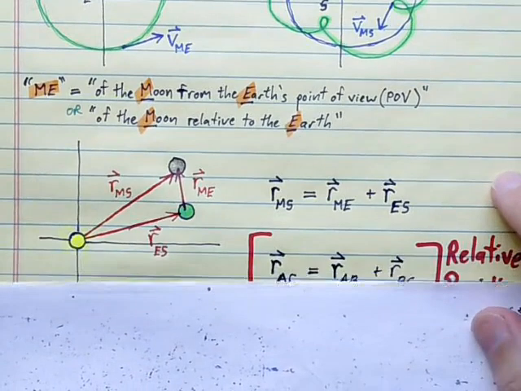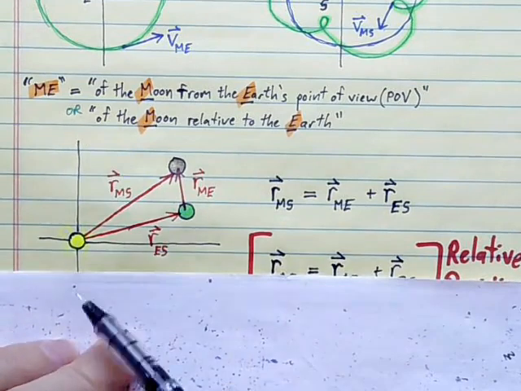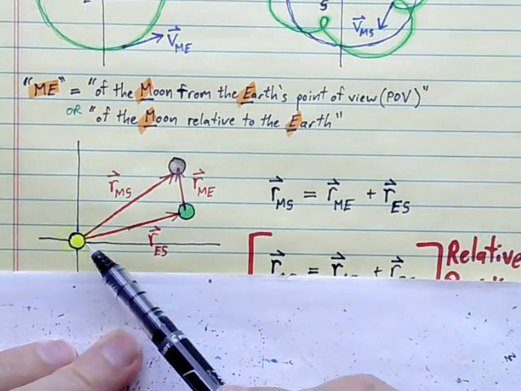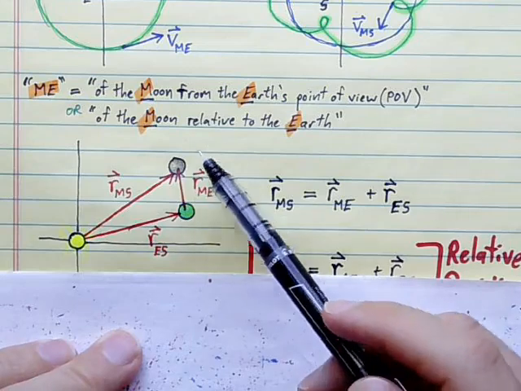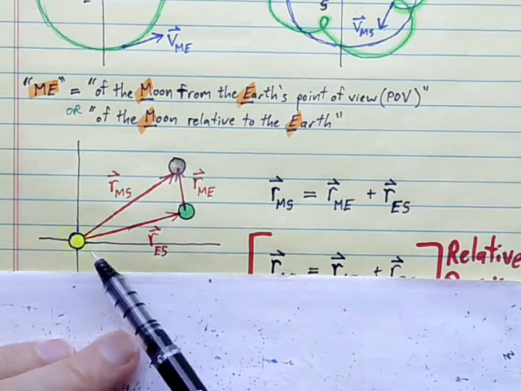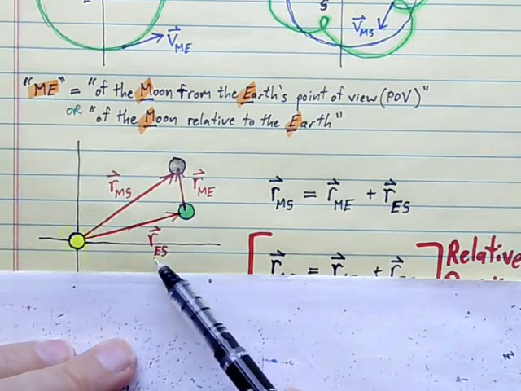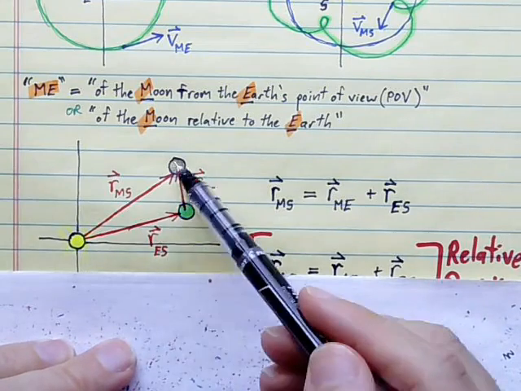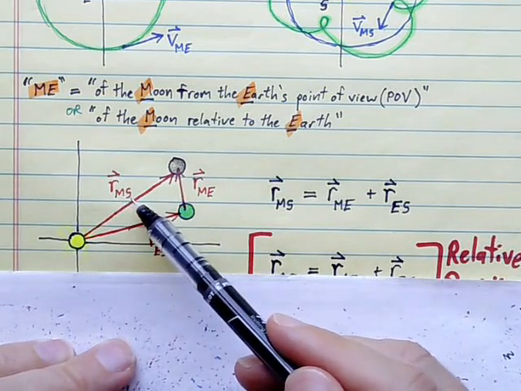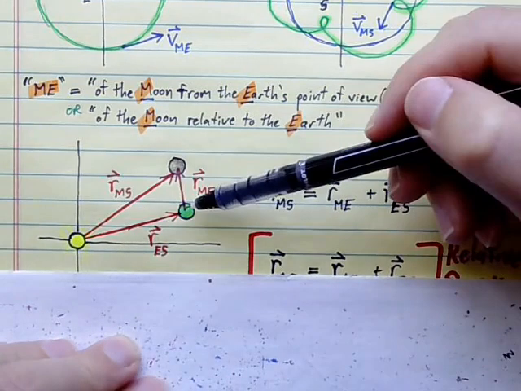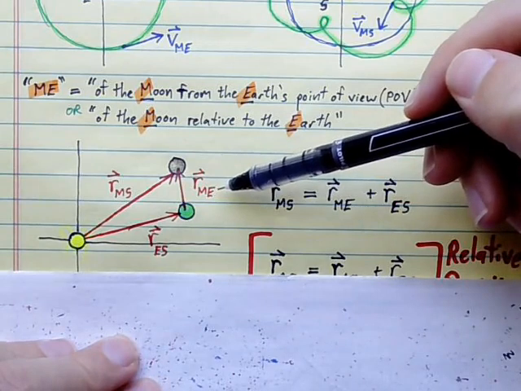We'll start by indicating their relative positions. So here again is a reference frame with the sun at rest at the origin, and here is the Earth, and here is the moon. So I've got multiple position vectors indicated. This vector indicates the position of the Earth relative to the sun. This vector indicates the position of the moon relative to the sun. And then this one indicates the position of the moon relative to the Earth.